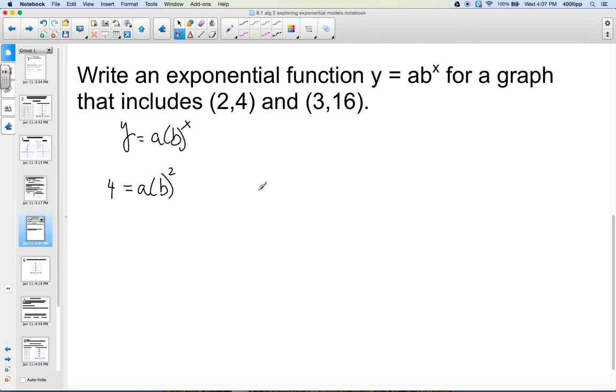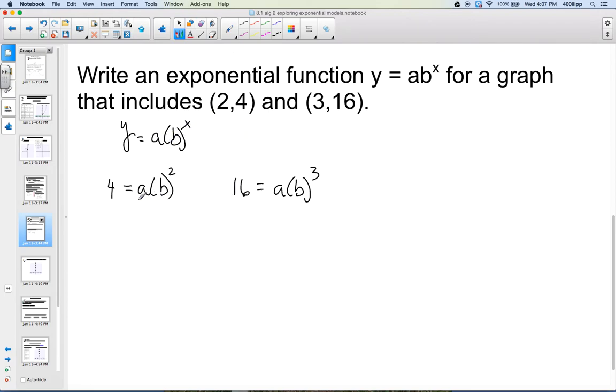And plugging this one in here, I'll have 16 equals a times b to the third. So it's always going to be easier to solve for a in this case here. And we have 2 equations and 2 unknowns, which are a and b. So we're going to solve for a and b, and then we'll plug them back into this equation here.